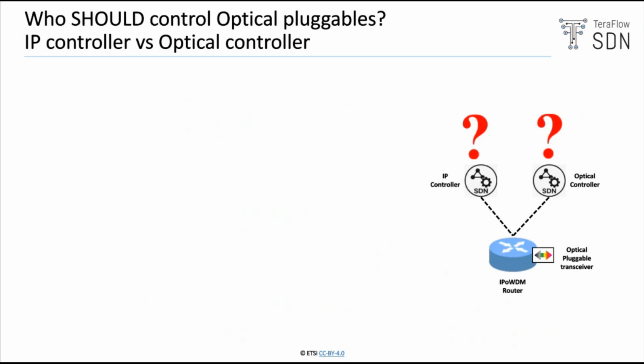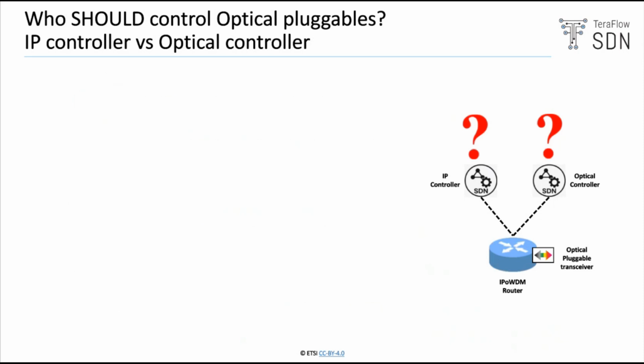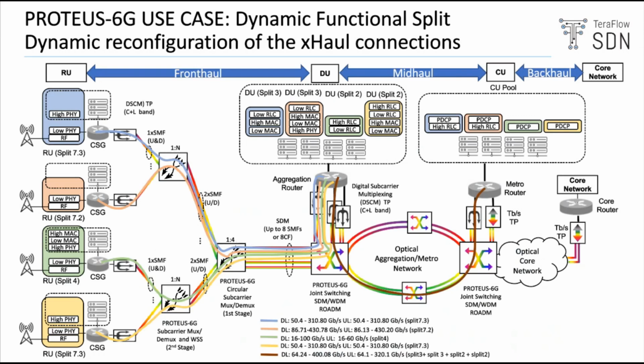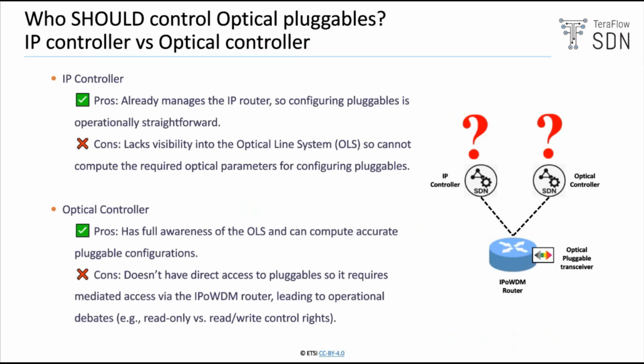But we want to resolve one question: who should control the optical pluggables? Because what we are seeing is that more and more we have white boxes, IP routers, which are able to directly tune the pluggables, to directly connect to the optical network. So the network that we have seen previously is being simplified. As you can see, we now have only two different hierarchies. And for this kind of architecture, we don't know who should be responsible for each of the elements.